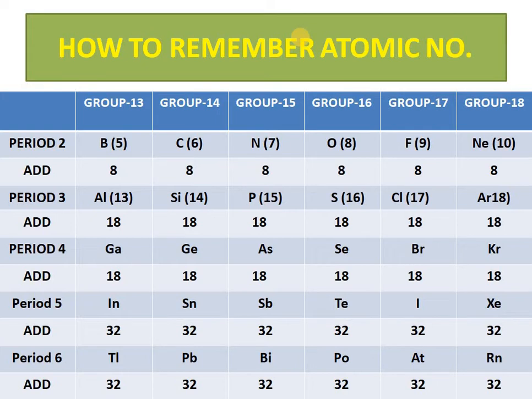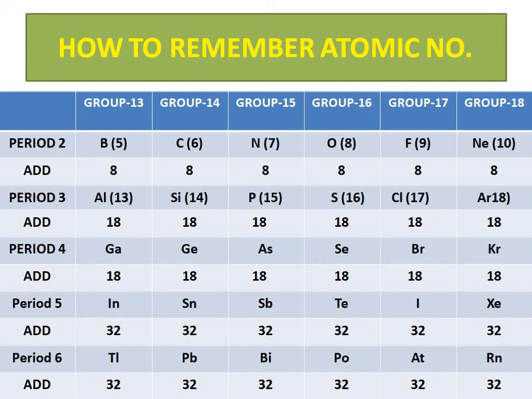Which magic numbers? 8, 18, 18, 32, 32. These are the magic numbers, whereby the elements have the same outer electronic configuration, which is responsible for the same physical and chemical properties. Physical properties might vary a little bit, but chemical properties are the same due to the similar outer electronic configuration.